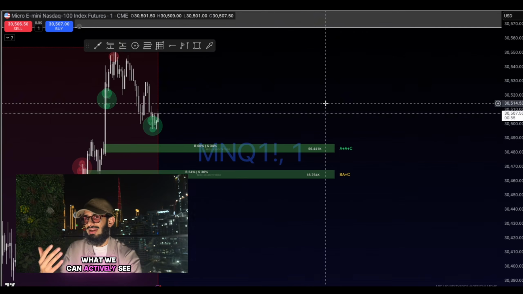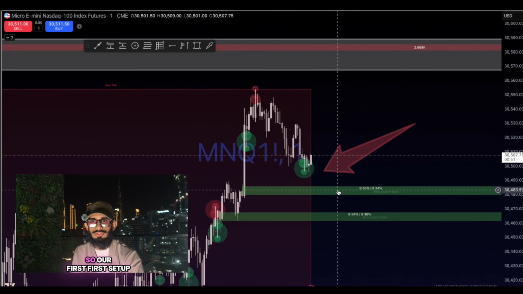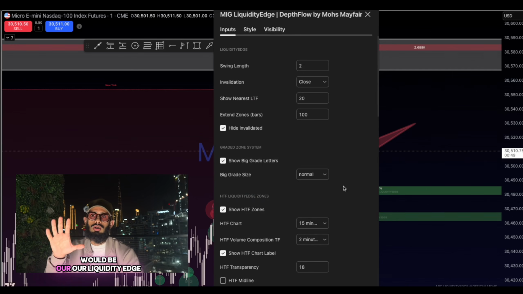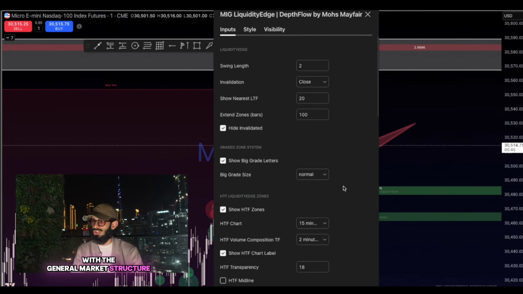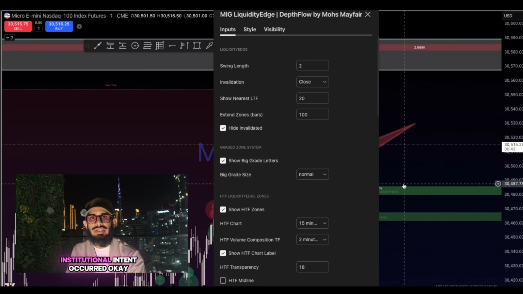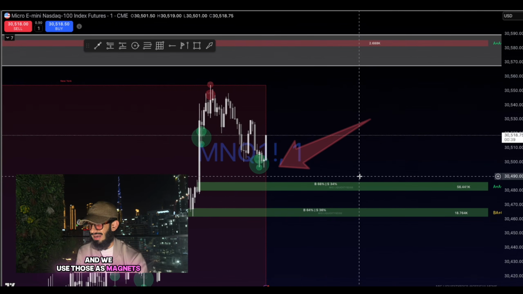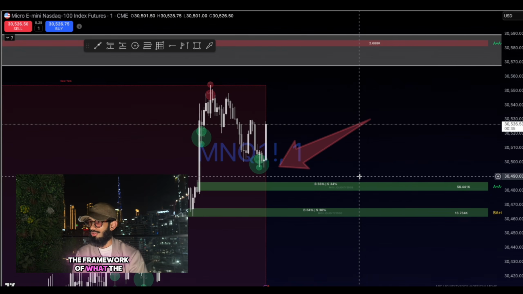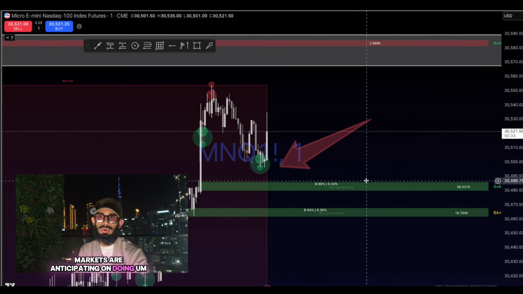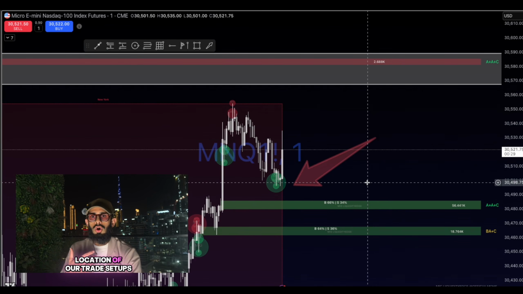So what we can actively see on the market now is as we approach this area, okay, our first setup would be our liquidity edge, our depth flow, providing us with the general market structure, the actual framework of where institutional intent occurred, okay? And we use those as magnets. We use those in understanding what the markets are anticipating on doing. And we can frame our location of our trade setups.